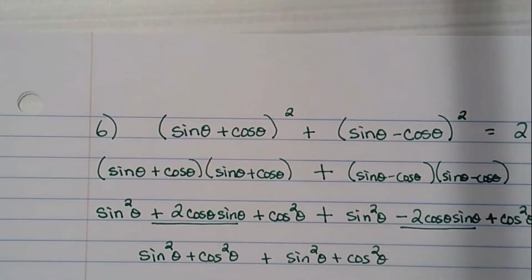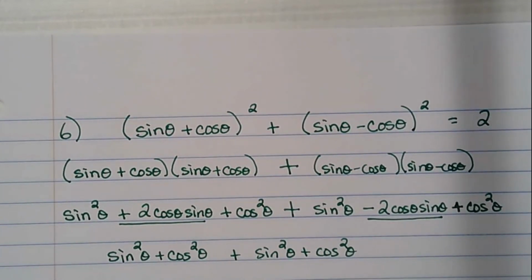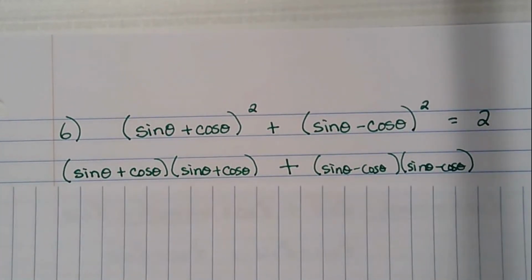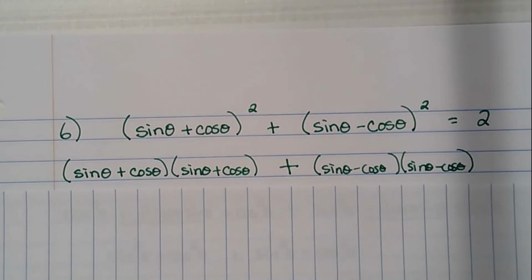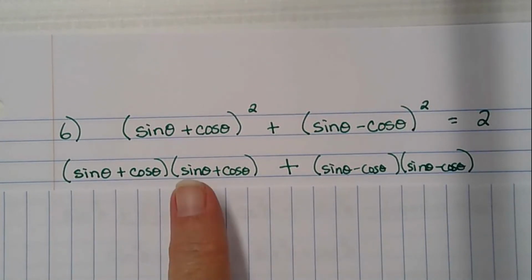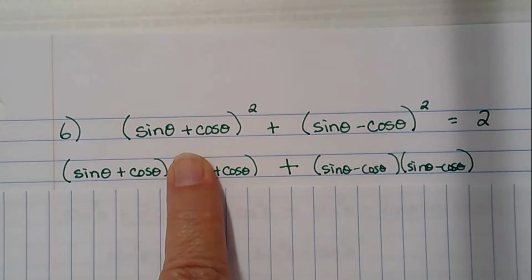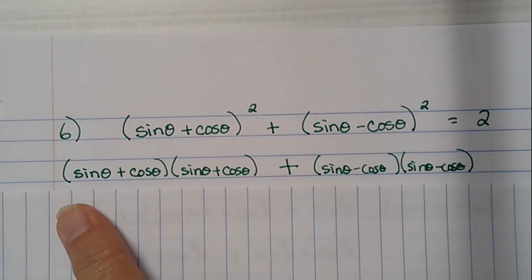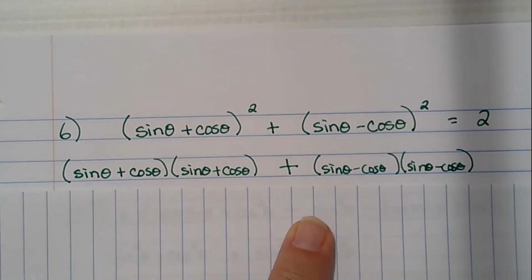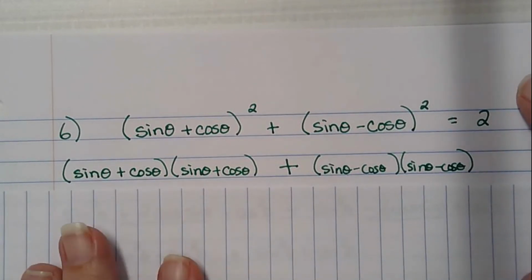So moving right along to identity number 6. Here I had, don't get too overwhelmed here, I had sine theta plus cosine theta squared plus sine theta minus cosine theta squared. So remember, when you square something, it means to multiply it by itself. So you need to go ahead and write that out. Do not distribute that little 2. Write out the thing that you're going to multiply. And then go ahead and do your distributing.